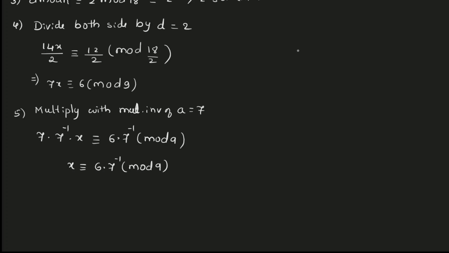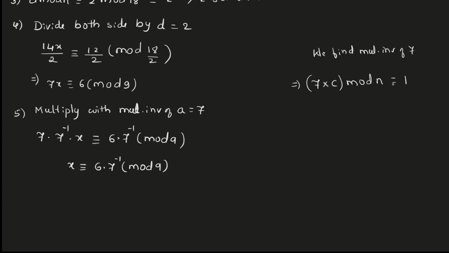How are we going to check? We find the multiplicative inverse of 7. What is the multiplicative inverse? 7 into 7 inverse must be equal to 1. So we'll take 7 inverse as C. So 7 into C mod n must be 1. Understood? Their product should be equal to 1.